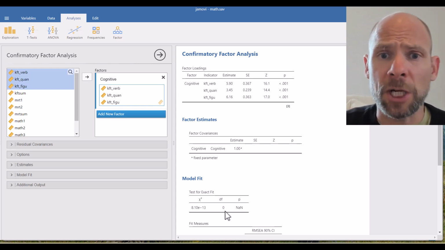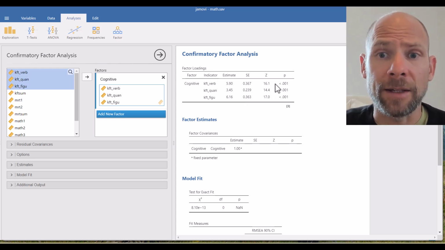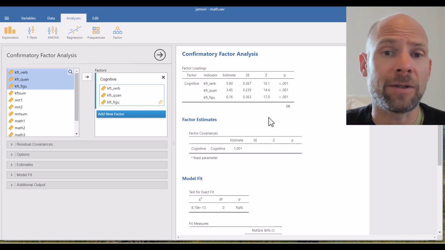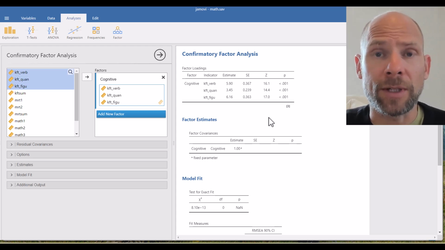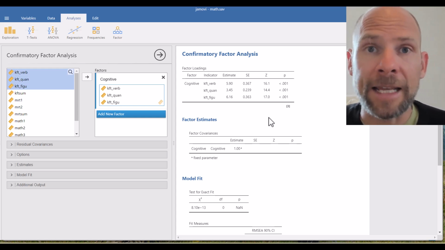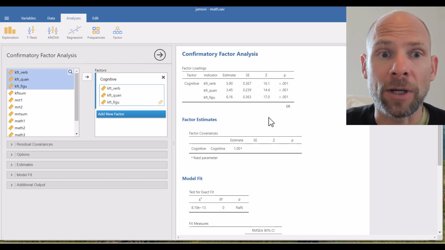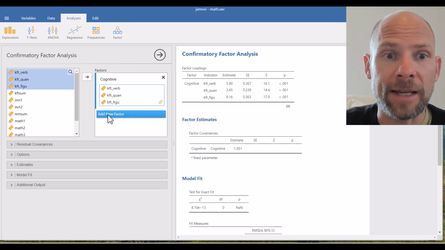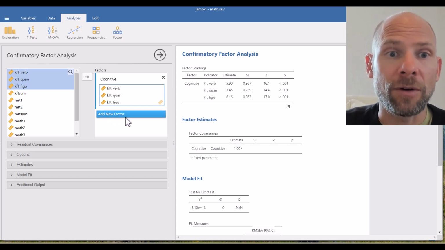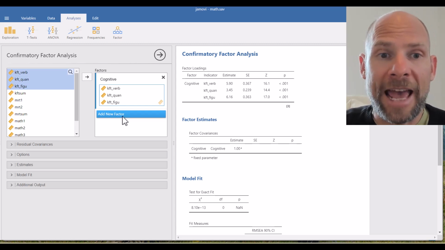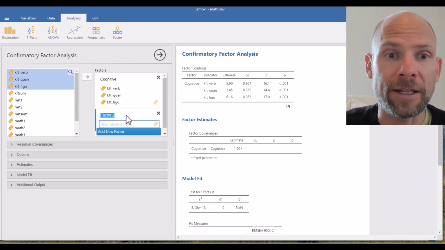So this model is just identified, which means you can get parameter estimates here, the loadings and standard errors and Z statistics. However, this model cannot be looked at in terms of model fit, or the model fit here wouldn't be relevant, but that's okay because we're not done yet with the model anyway. We want to define a second factor, and this is very easy to do by clicking on add new factor on the left hand side.